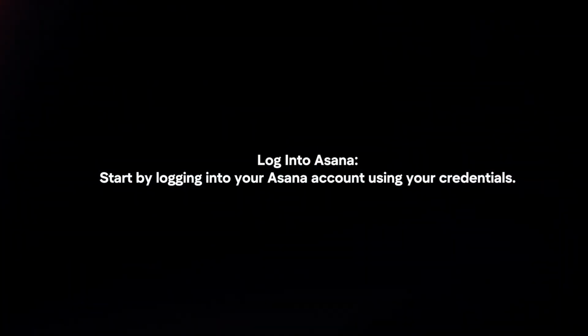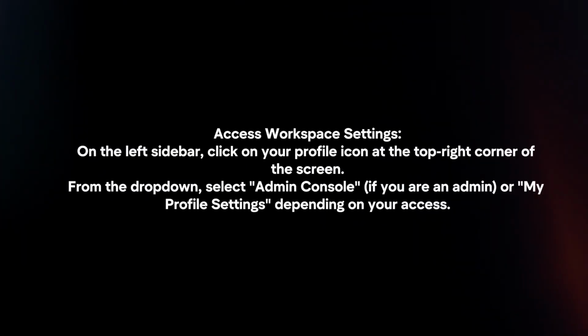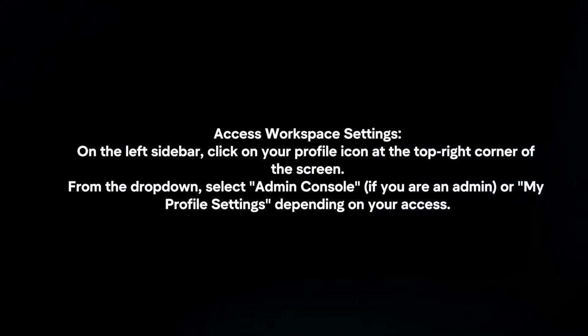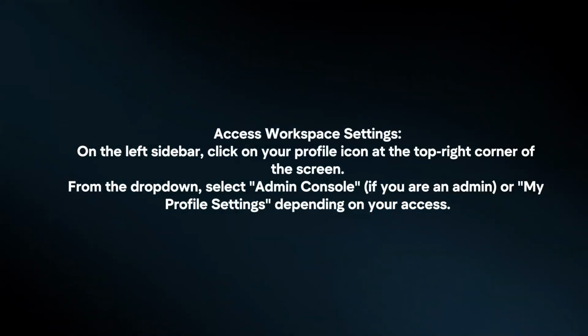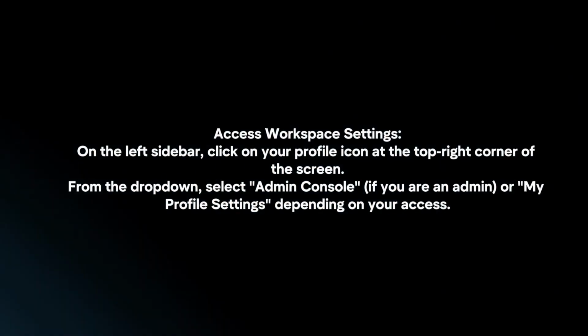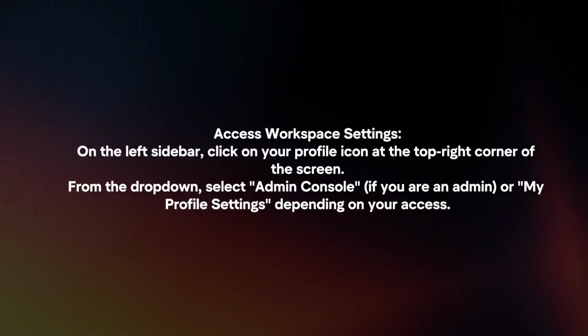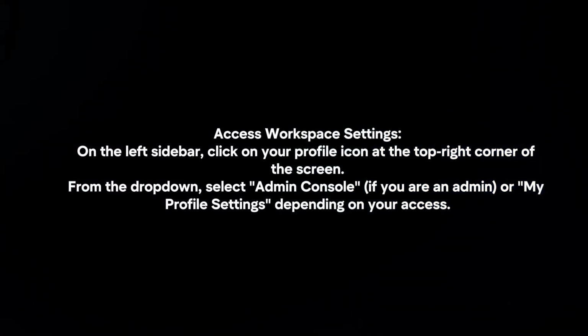Log into Asana. Start by logging into your Asana account using your credentials. Access Workspace Settings. On the left sidebar, click on your profile icon at the top right corner of the screen. From the drop-down, select Admin Console or My Profile Settings depending on your access.